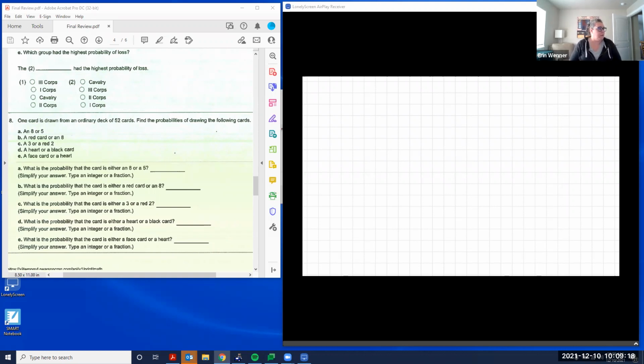So for A, getting an 8 or a 5, those don't have anything in common. So it's going to be 4/52 plus 4/52. Again, this is the probability of an 8, this is the probability of a 5, giving us 8/52 or 2/13, right?